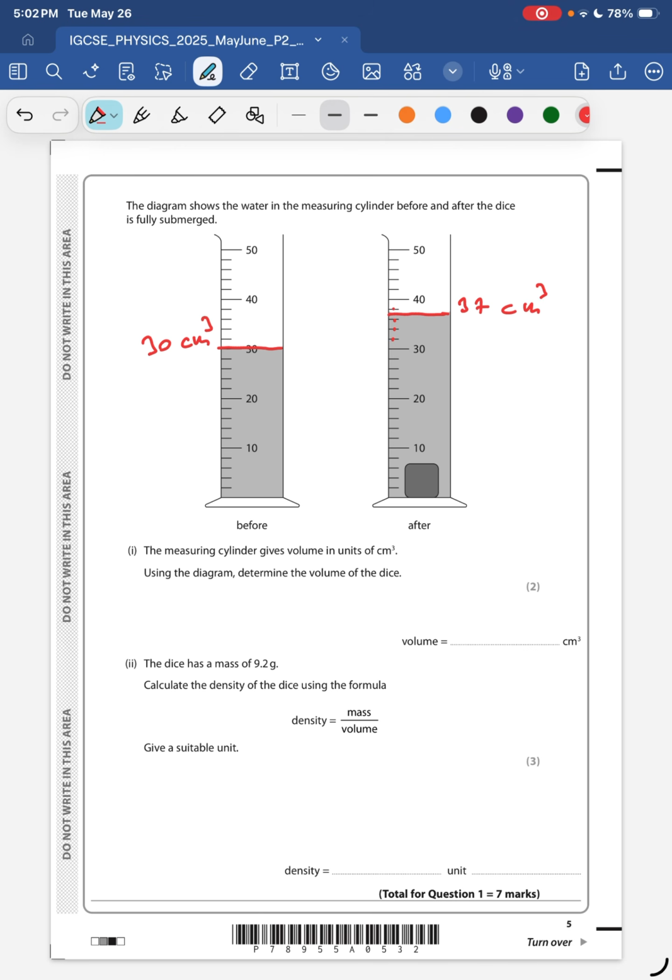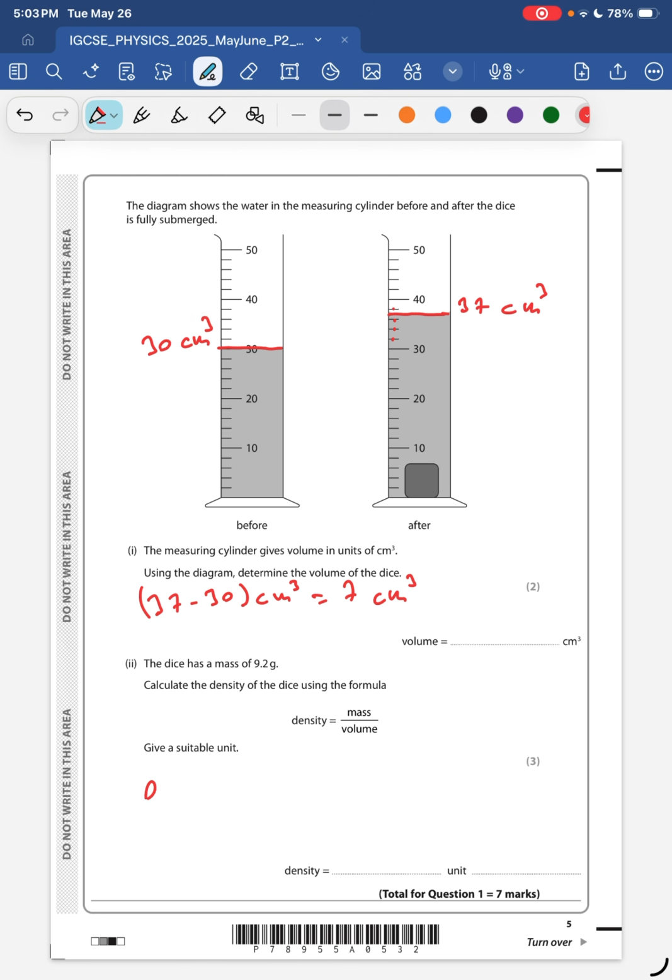So 37 minus 30 cubic centimeters yields the volume as 7 cubic centimeters. Okay, so that's the answer. Part 2, the dice has a mass of 9.2 grams. Calculate the density of the dice using the formula density is mass per volume and give a suitable unit.